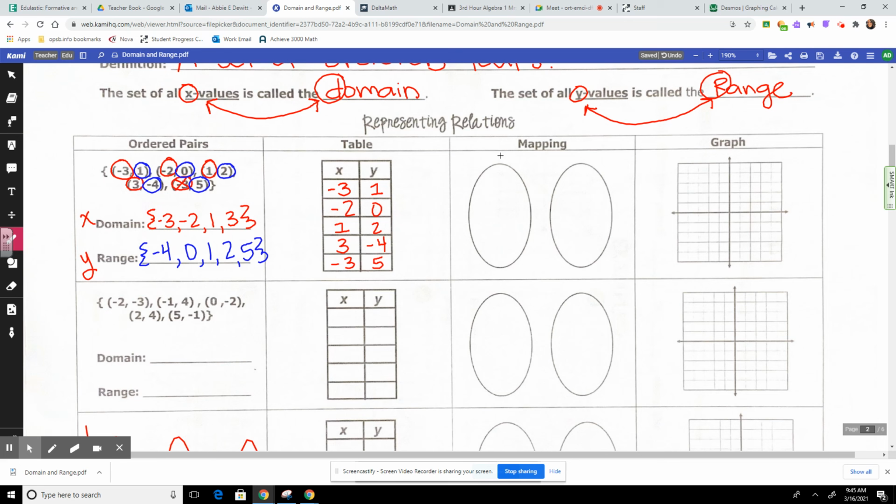And then mapping, you've seen mapping before. We have X, we have Y, we have domain and range. Okay. So my domain X values, my range Y values go on the right. I'm going to use, because I've already written my set notation here in numerical order, my set notation to fill in my map.